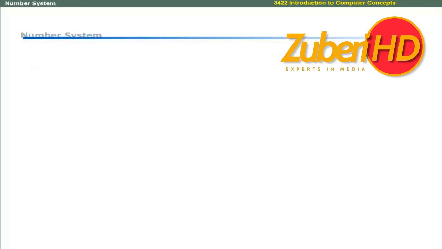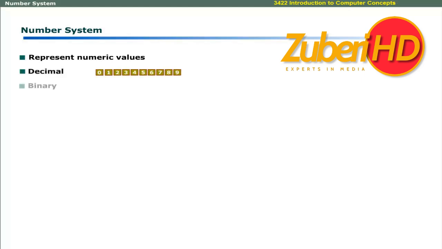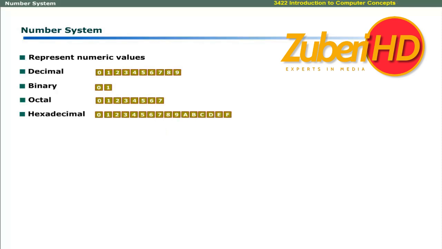gates. Dear learners, number systems are used to represent numeric values in different ways. The four number systems are decimal, binary, octal, and hexadecimal number system. The first and most commonly used number system is decimal number system. It consists of 10 symbols or digits.